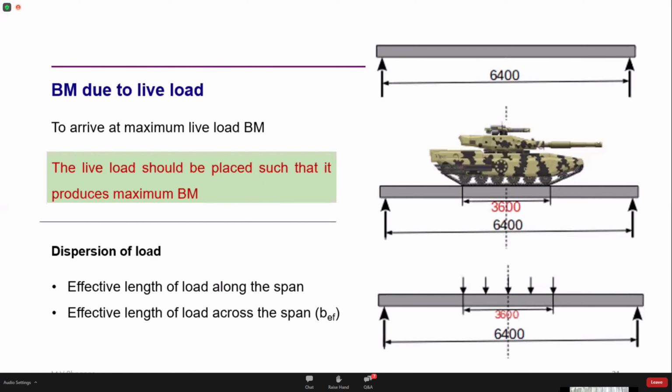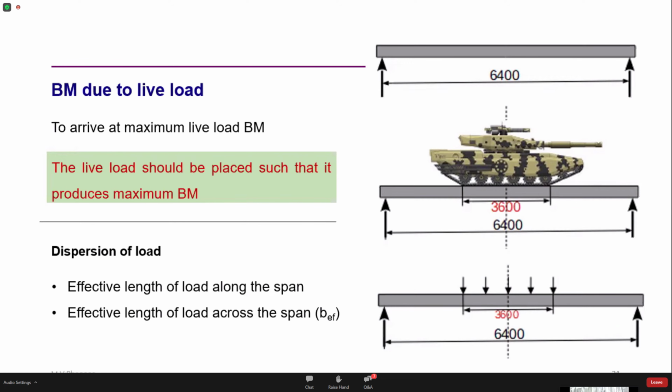Now things get interesting when we move on to the calculation of bending moment due to live load. The fundamental difference between the live load on building structures or general structures and bridge structures is that in regular structures like buildings, the live loads are static in nature. They do not vary with respect to time. But in bridge structures, the live loads are dynamic in nature. When I look at this IRC class AA loading, this is a vehicle, a battle tank. It is not a stationary vehicle. It is going to move along the span or along the length of the bridge.